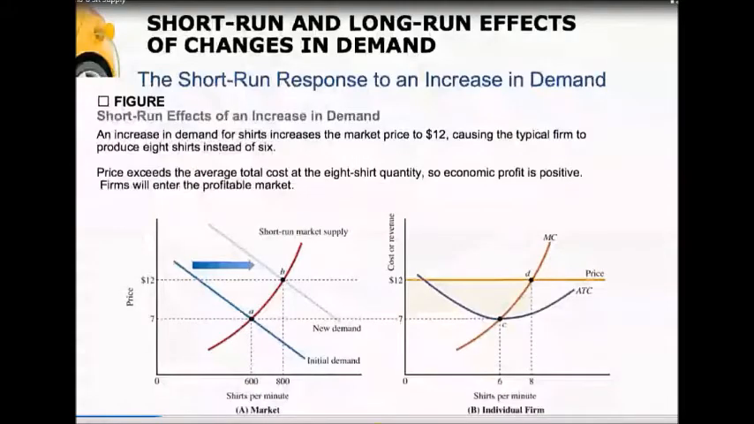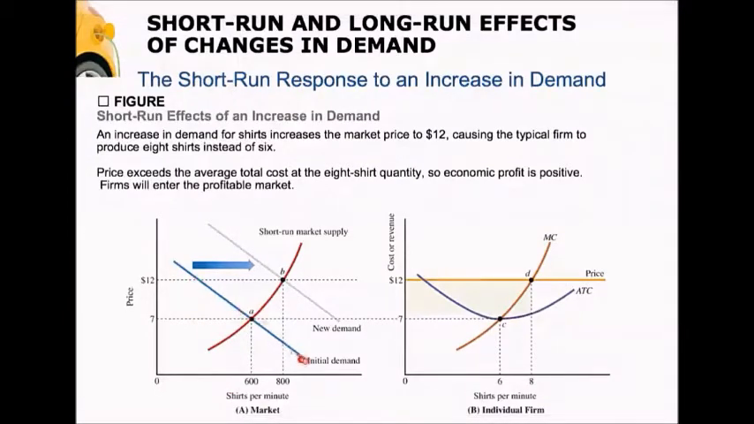So suppose we're looking at our shirt industry, where we have an initial demand curve here and the short run market supply curve here, producing an equilibrium price of $7. If we look at the firm, we can go across, and if this were their marginal revenue, and the price is equal to $7, they would produce 6 shirts per minute, because that's where marginal cost crosses marginal revenue.